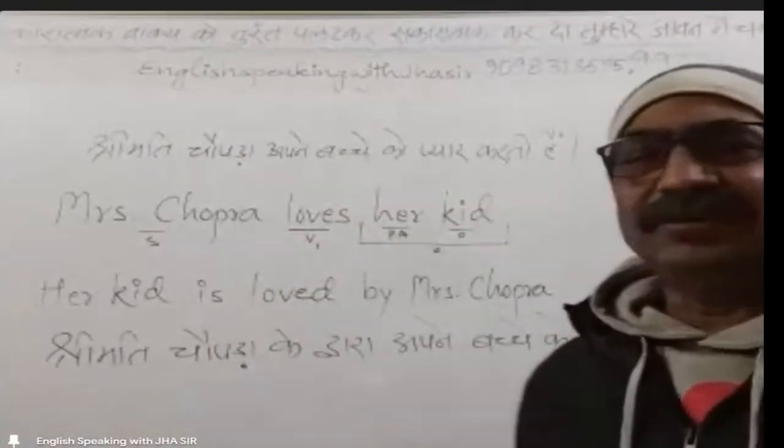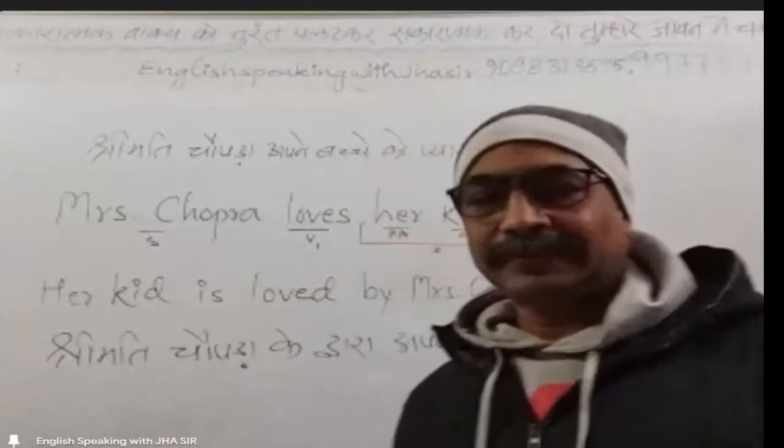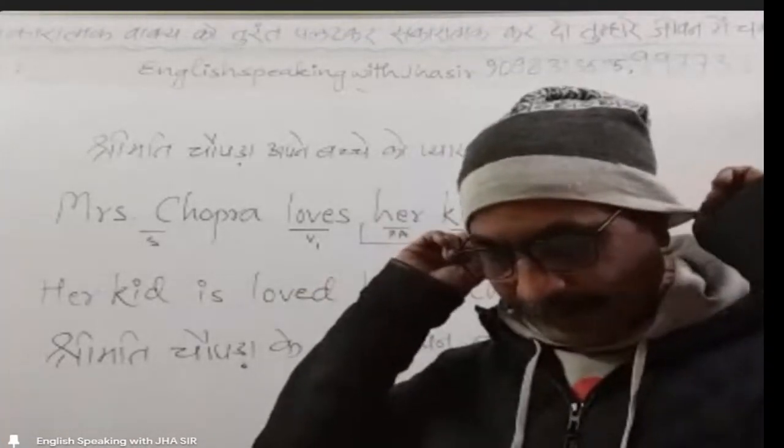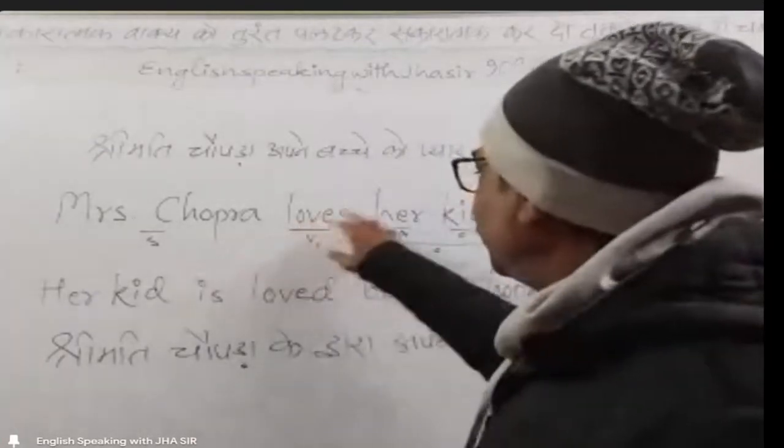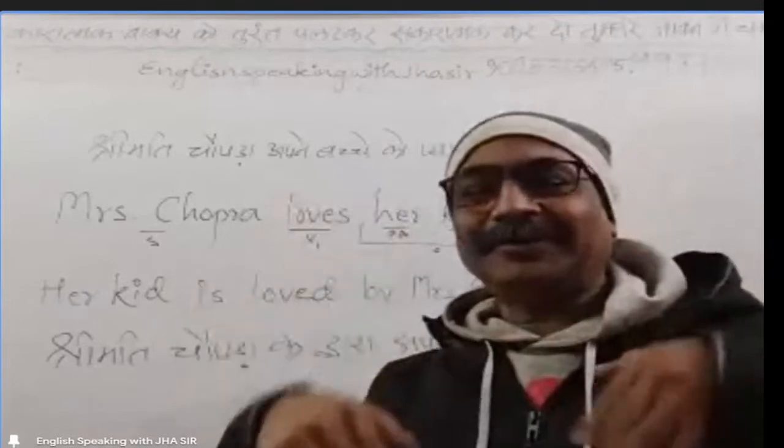Sentence. So if we are saying उनके बच्चों, it means Mrs. Chopra is loving some other children. ऐसा हो जाएगा. Yes. Their kid. Mrs. Chopra loves her kid. Her.